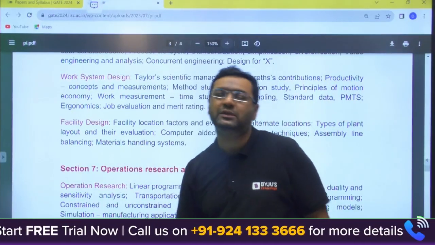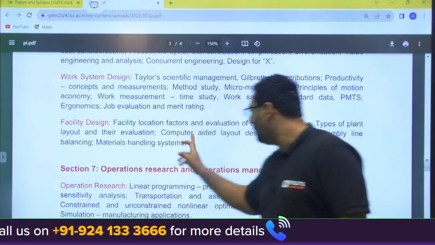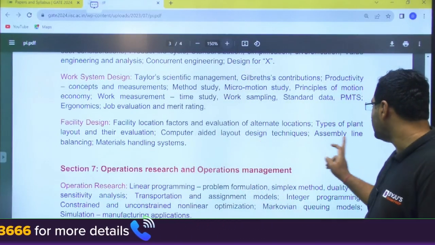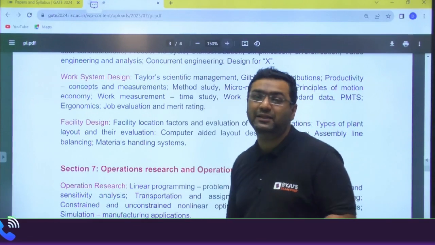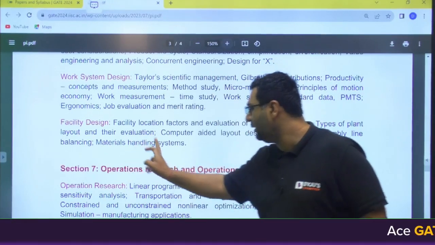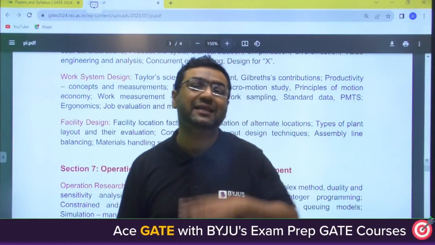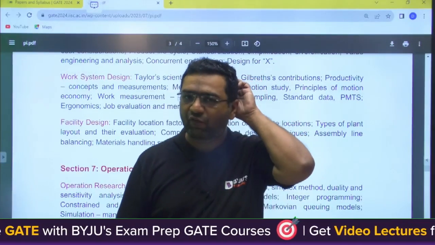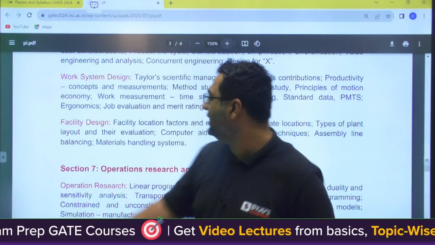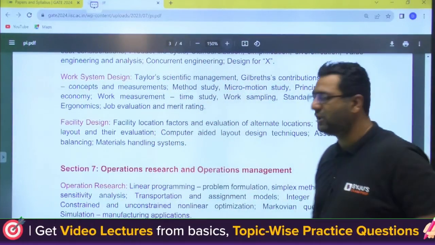Types of plant layout is there in industrial once again. Computer aided layout design technique, assembly line balancing. Assembly line balancing also you study in industrial. Material handling system, that is simple, that is the same only which you study as MRP in the industrial. So can you feel it that majority part of these 2 things is there in your industrial engineering?